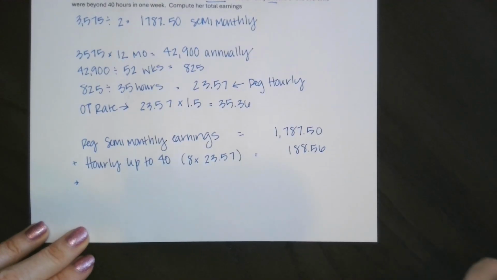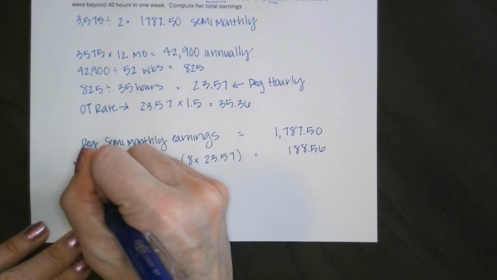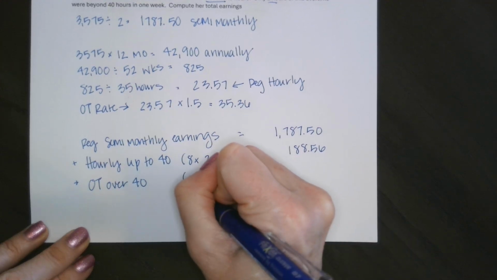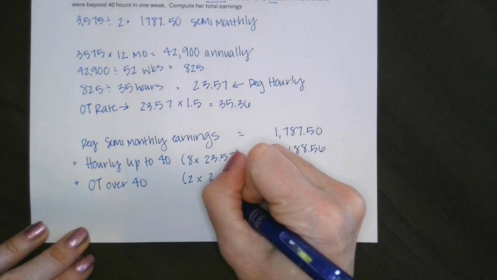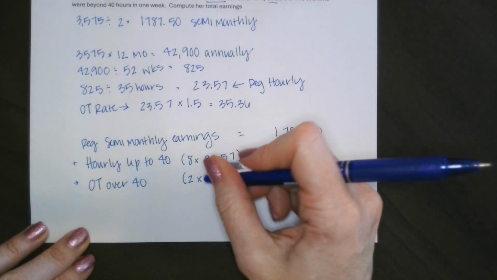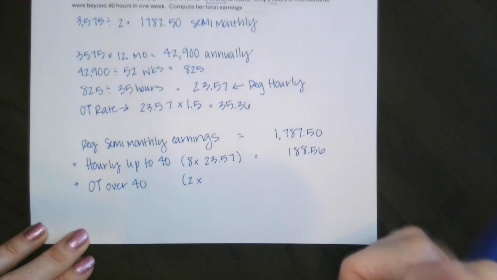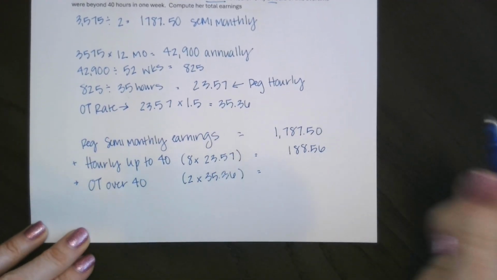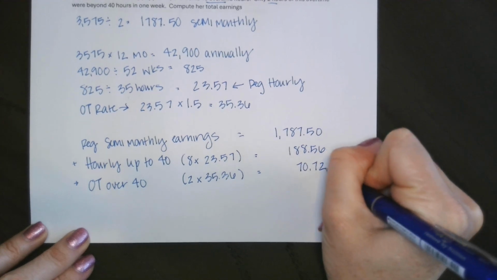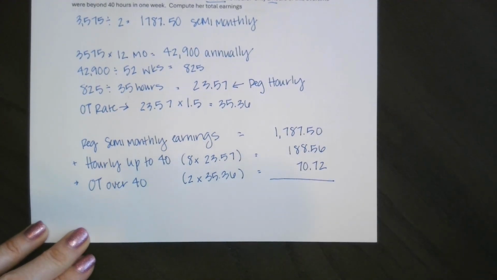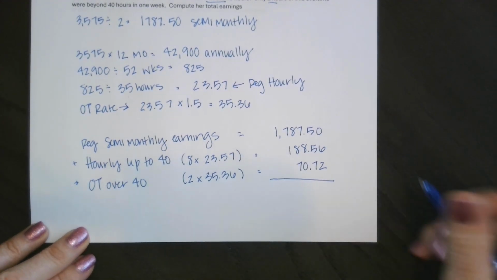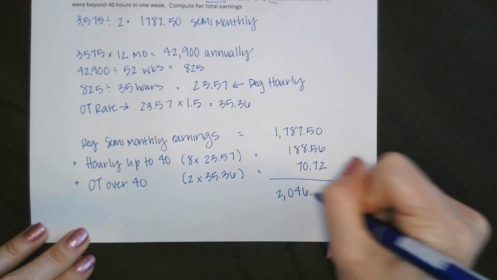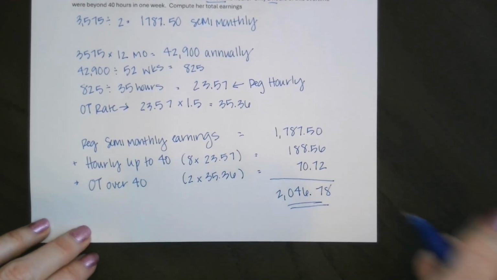Then we're going to do the over 40, so the overtime over 40, which was 2 hours, and that'll be at $35.36. That's $70.72. We'll add all 3 of these together to get her total earnings. We will end up at $2,046.78.